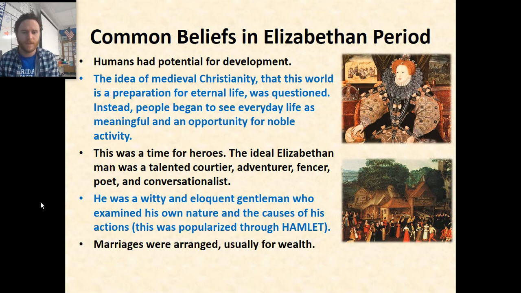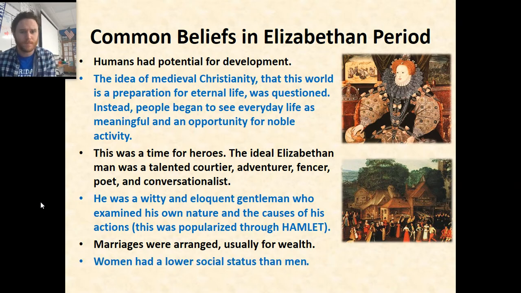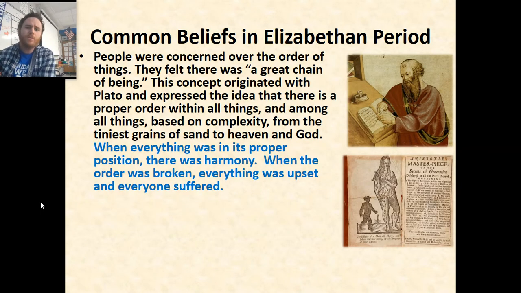Pretty cool. Marriages were arranged, just like Romeo and Juliet, usually for wealth. Women had a lower social status than men, so we can examine the power and agency of the female characters in this play. And some other common beliefs, people were concerned over the order of things. Remember Aristotle's great chain of command: the gods, the angels, the man, the women, the slaves, the beasts of burden. In the Elizabethan period, they felt that there was this great chain of being.